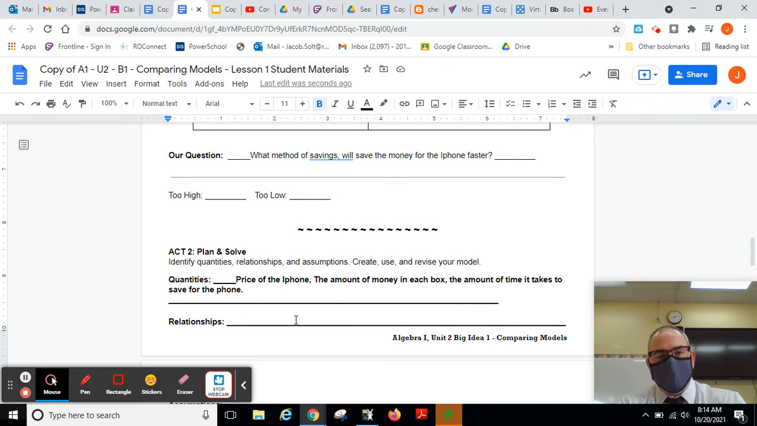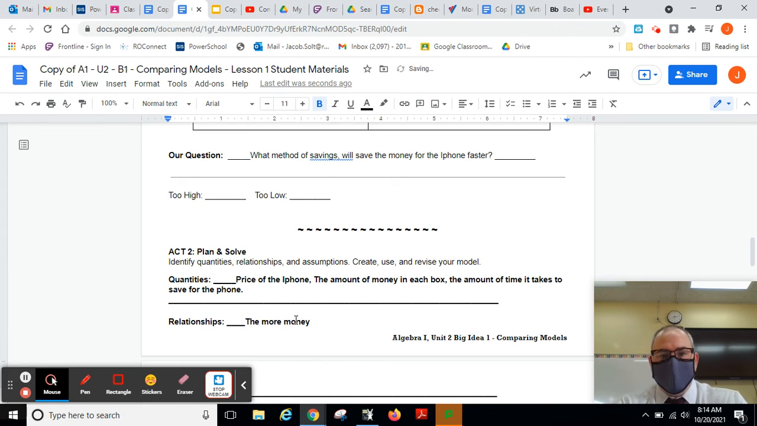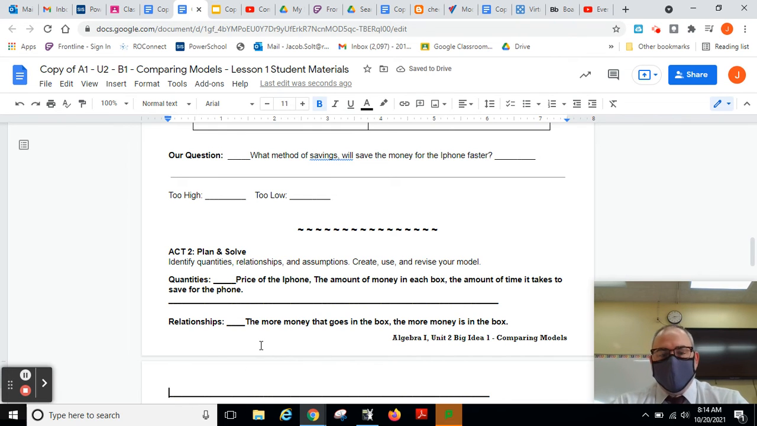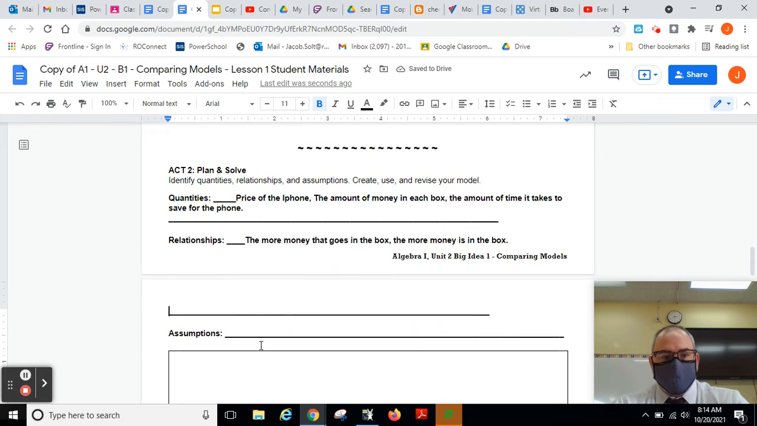Relationships. Things like the more money that goes in the box, the more money is in the box. Things like that, all right?